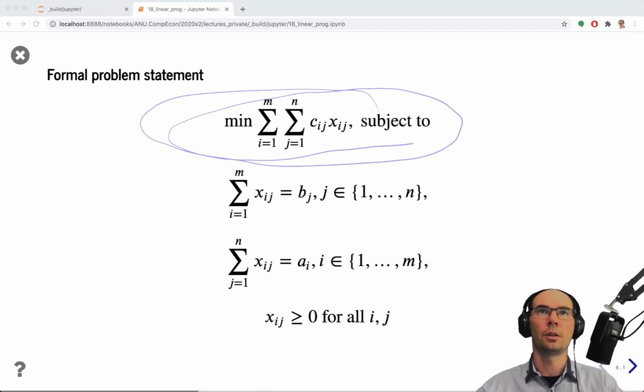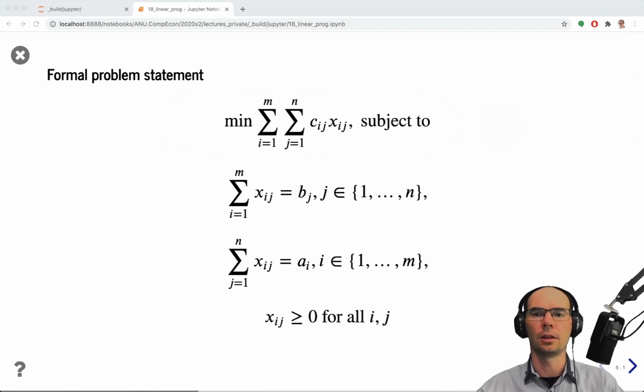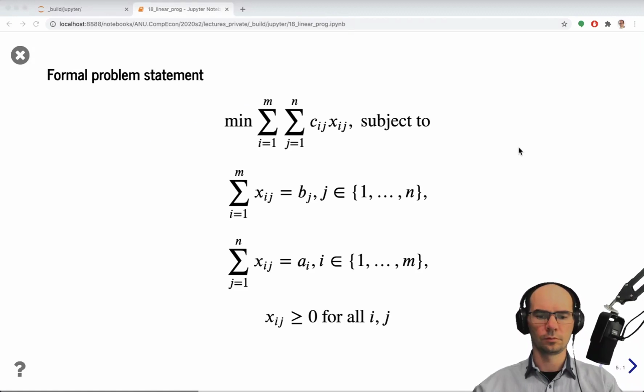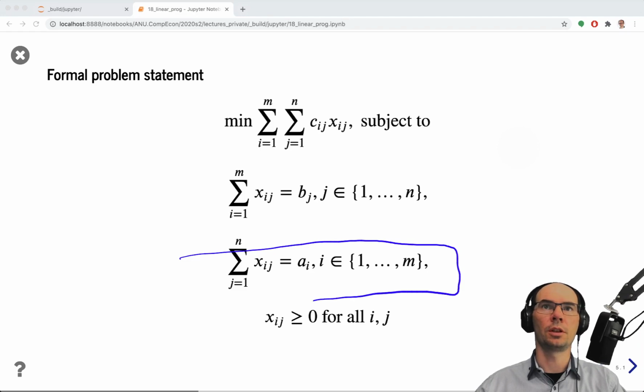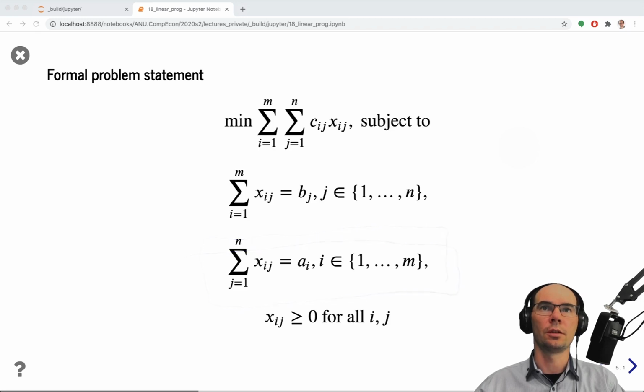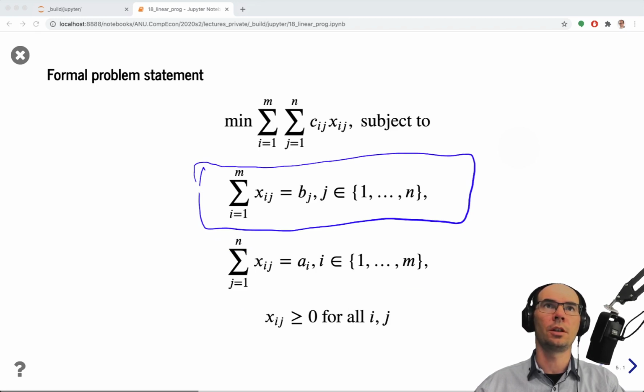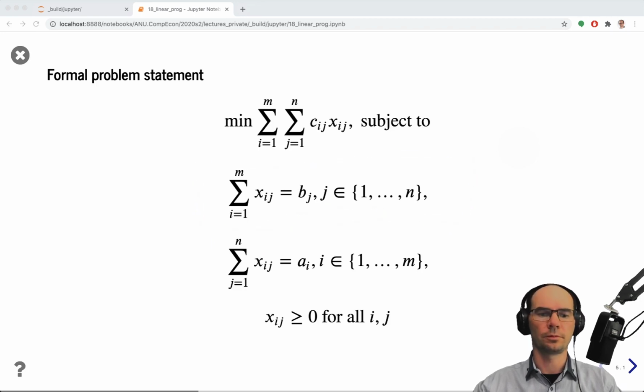this linear function, which sums up the cost of transporting each of the Xij goods from origin I to destination J. And we have to make sure that the following budgets hold. All the goods that leave origin I have to exhaust essentially the amount of goods at that origin, and the goods that arrive at destination J have to sum up to the demand at that destination. And obviously, all Xij's have to be non-negative.